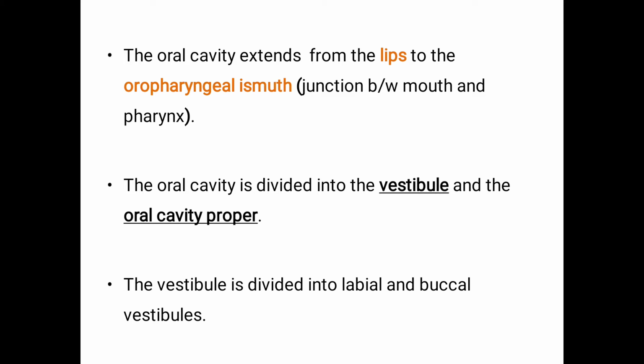Generally, the oral cavity extends from the lips to the oropharyngeal isthmus. The oropharyngeal isthmus is the junction between the mouth and the pharynx. From the oropharyngeal isthmus to the lip, this is the oral cavity. The oral cavity is divided into two, the vestibule and the oral cavity proper. The vestibule is also divided into the labial and buccal vestibule. I will discuss this in detail in the next slides, inshallah.